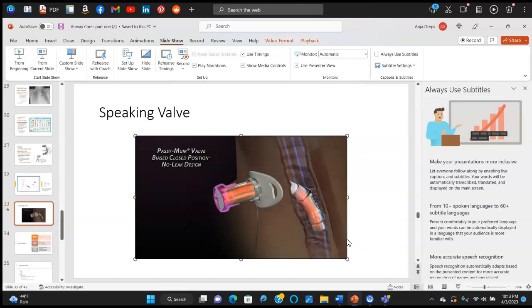Because the valve closes at peak inhalation, a column of air remains in the tracheostomy tube at all times, creating resistance to secretions entering the tracheostomy tube and the valve.